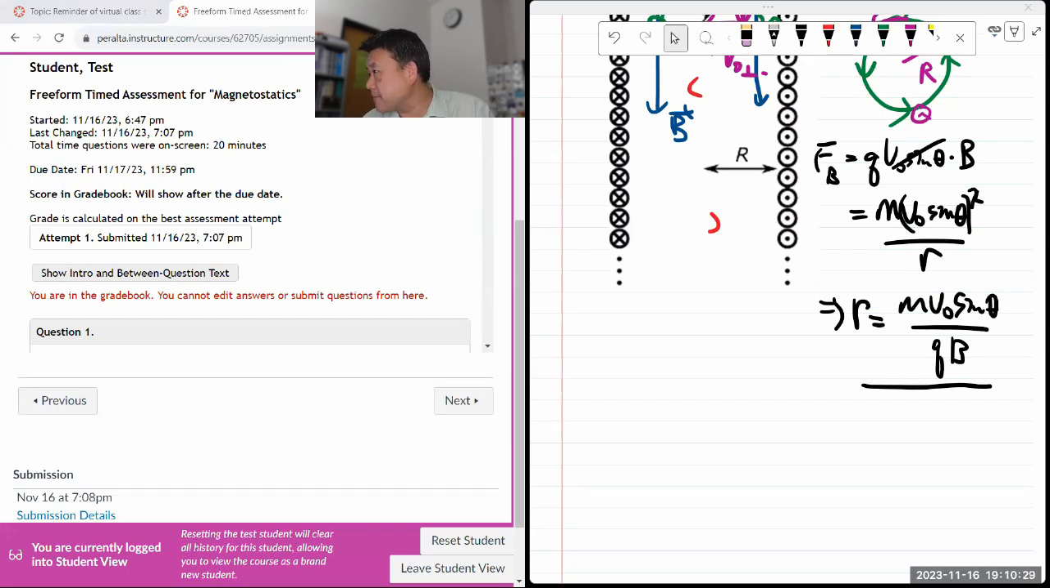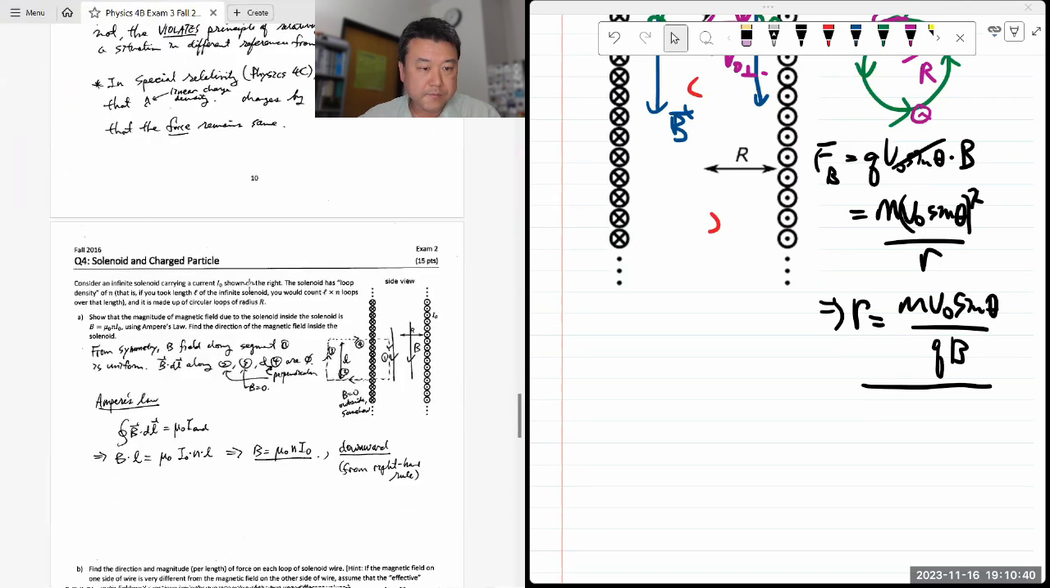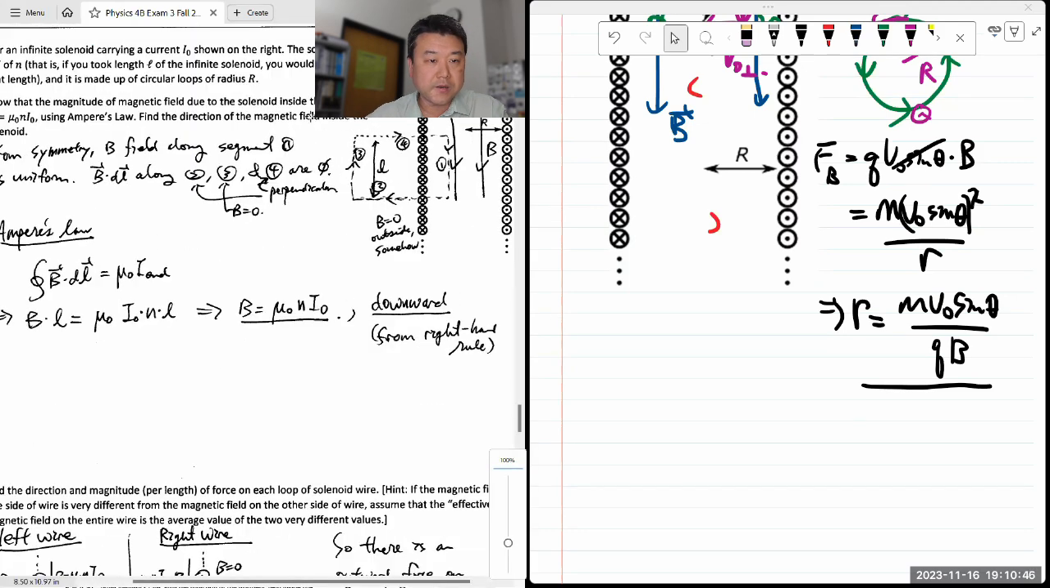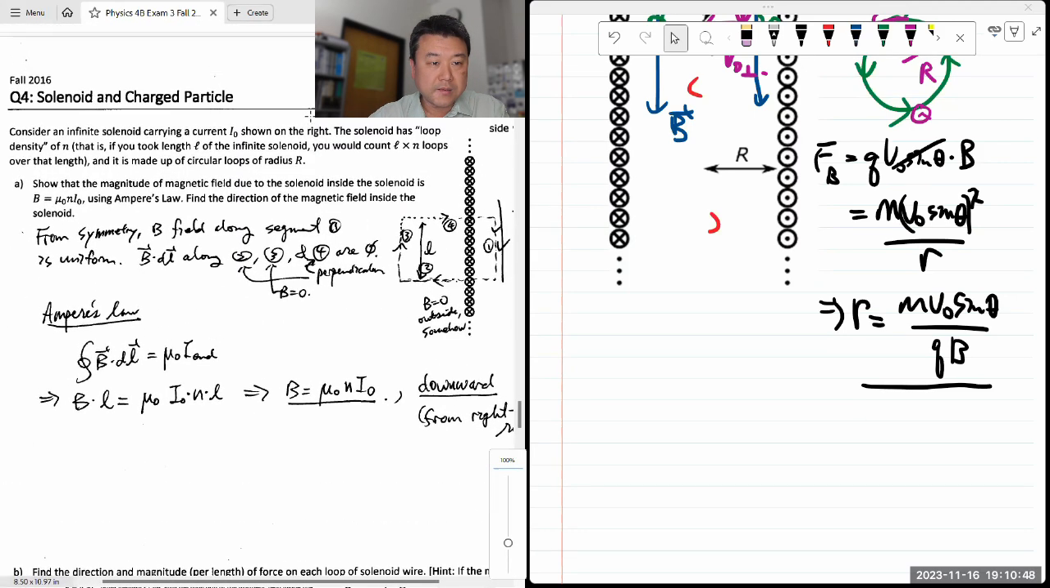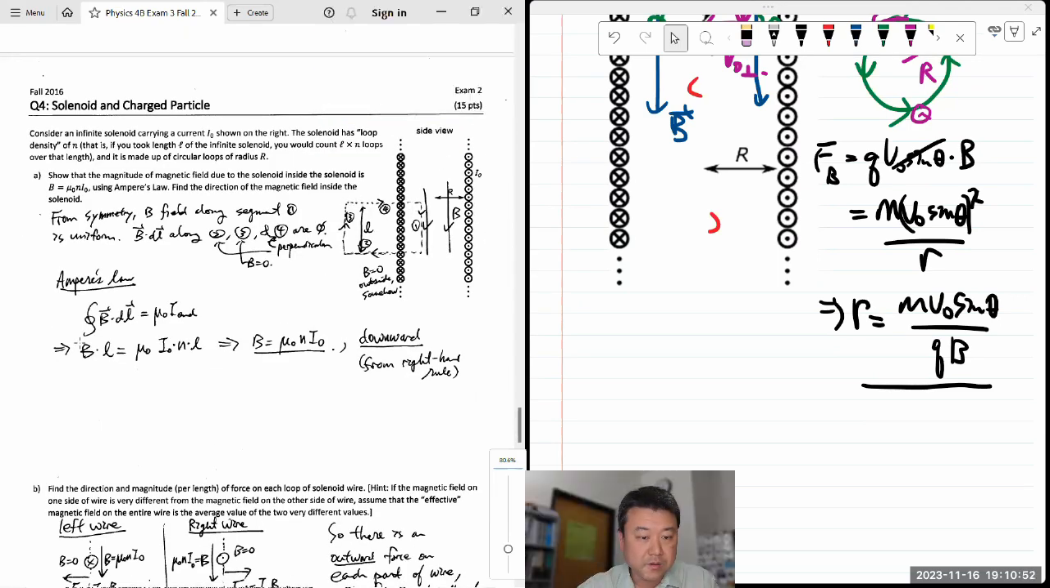This is the one. Okay. So let me bring this up. Yeah, kind of lucky, it could have taken longer. So this is the solution from then. It comes from an old midterm exam question that I call the solenoid and charged particle, and you consider an infinite solenoid. This is the drawing.